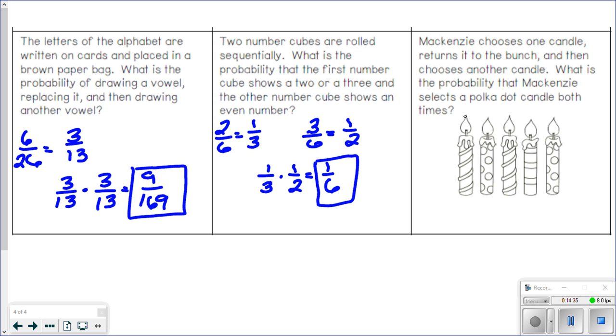And the last one here, Mackenzie chooses one candle, returns it to the bunch, and then chooses another candle. What is the probability that Mackenzie selects a polka dot candle both times? So there's 5 candles. 2 are polka dot, so that's 2/5 times 2/5. Multiply straight across, and you get 4/25.